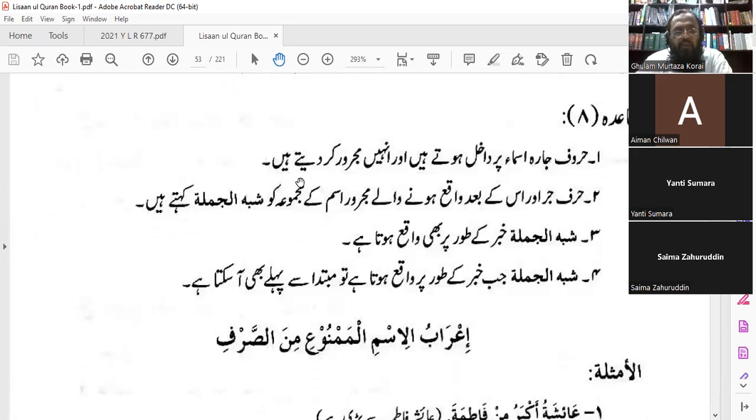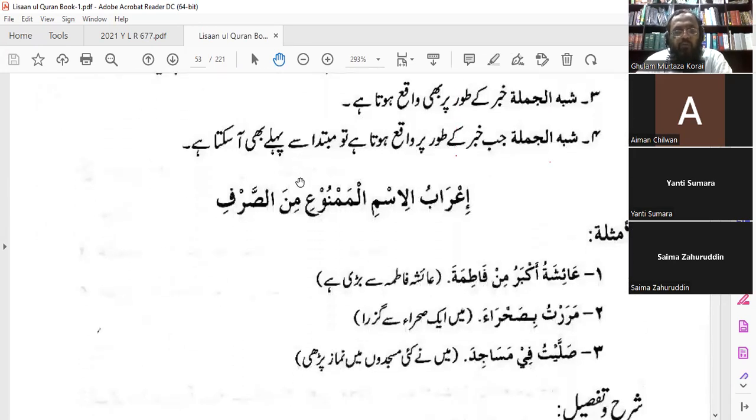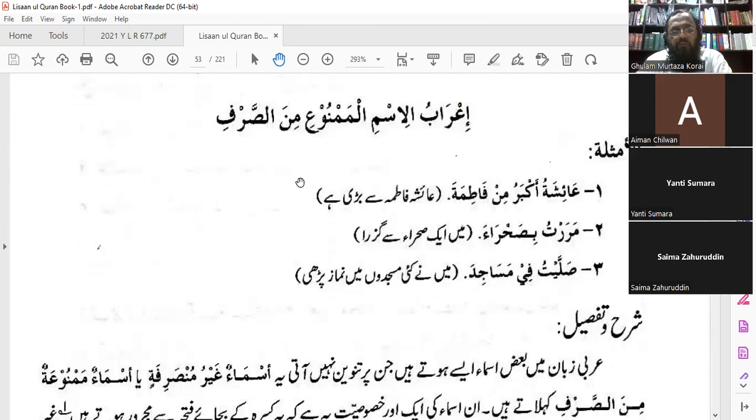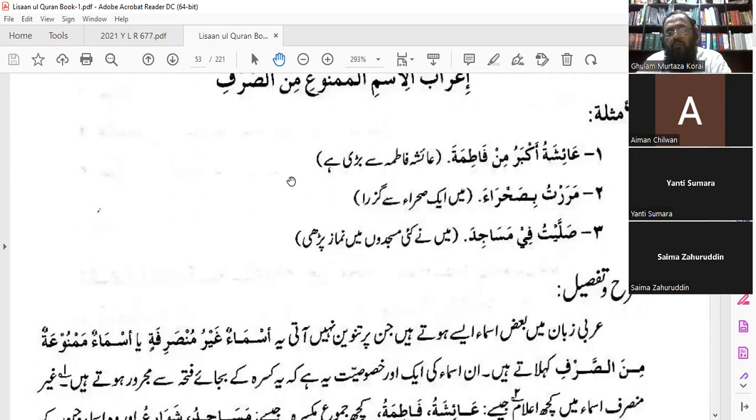Actually we learned this in very much detail. You can see: irabul ismil mamnu'i min as-sarfi. A'ishatu akbaru min Fatimata. Now this is very important. A'ishatu is mubtada, there is no tanween, only damma. Akbaru min Fatimata, not min Fatimati. We have learned that a harf from huruf jarr that comes before a noun makes it majroor, and the identification is kasra or kasratain, but now only fatha. Marartu bisahra'a, you can see.